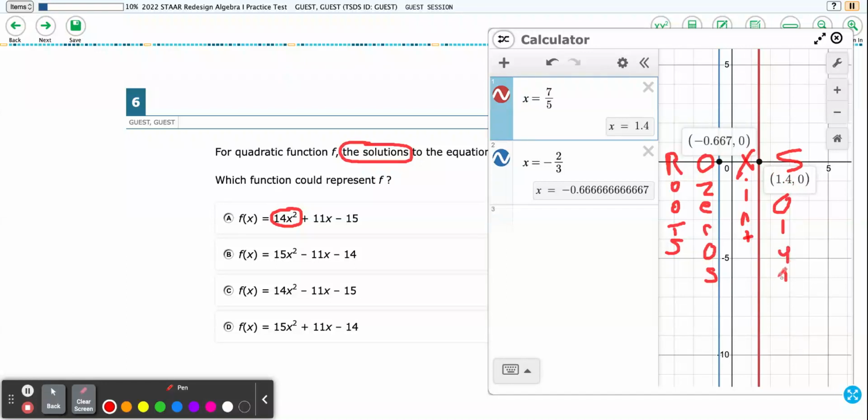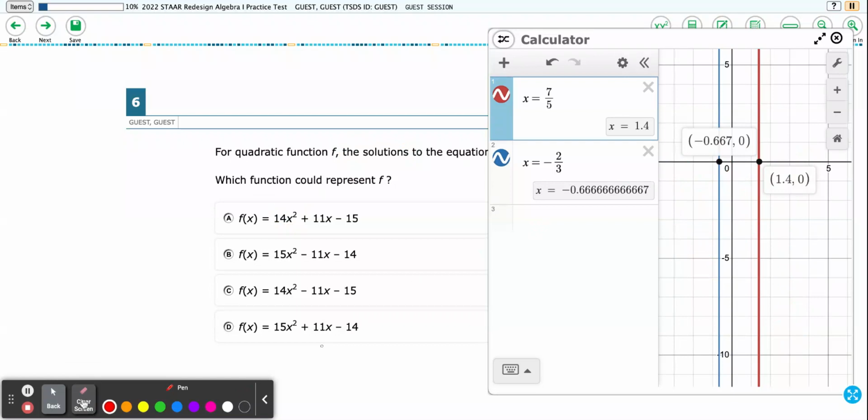Now the reason we think rocks and we put all these together is because these are all actually referring to the same location on the graph. In this case, we've used the word solution. I'm looking for x-intercepts. So solutions, x-intercepts. Zeros, x-intercepts. Roots, x-intercepts. So in this case, they've given us the word solution, so I'm looking for these guys right here, these two x-intercepts. All right, so I'm going to clear my screen.